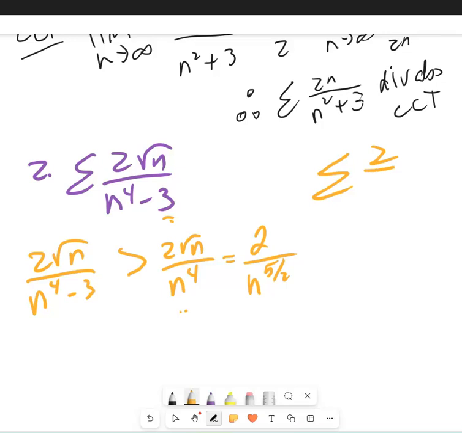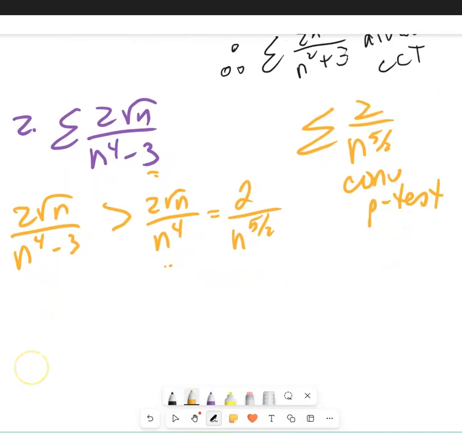So then you need to say, oh, this sum converges by p-test. Okay, so then the smaller converging is not good. Again, BCT fails. So now it's time to do the limit comparison test.